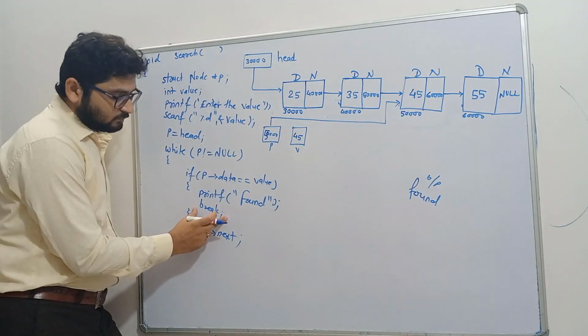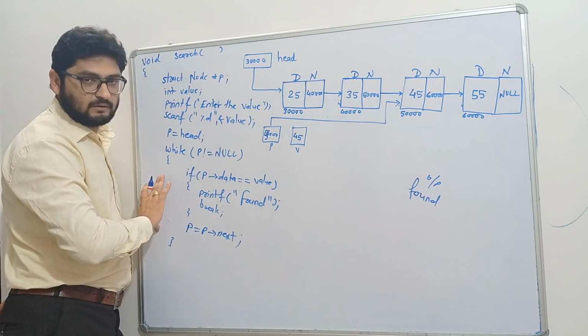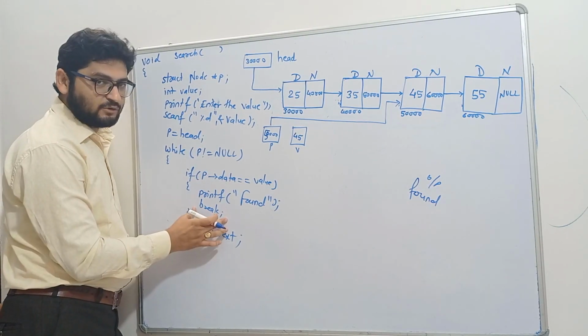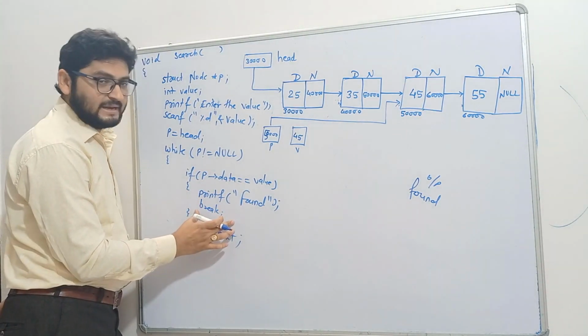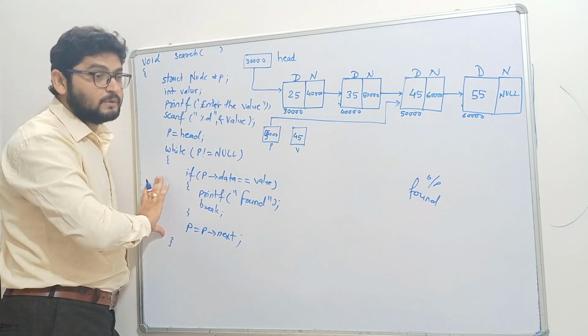Now the break will be executed, and here this while loop will stop, right? Because this break will be executed. What does break do? It terminates the current loop. What is the current loop? This while. So it will terminate this current loop.